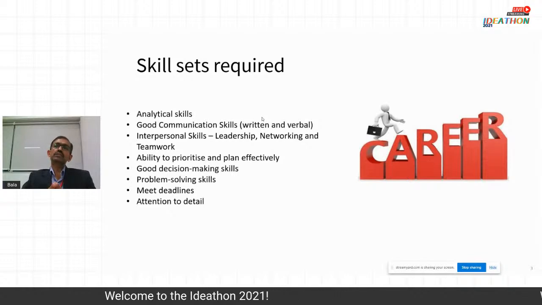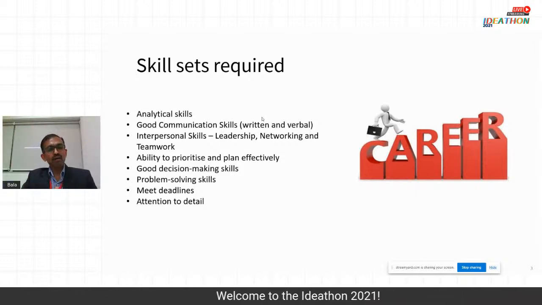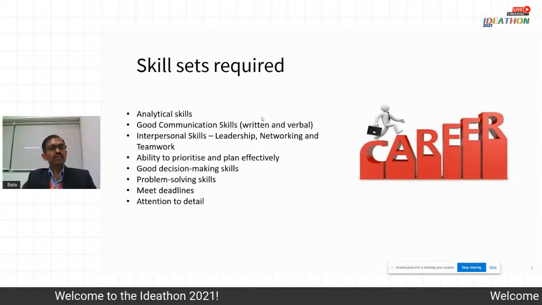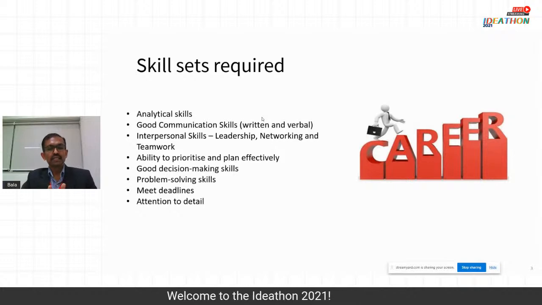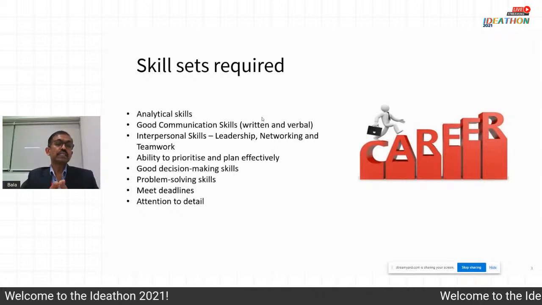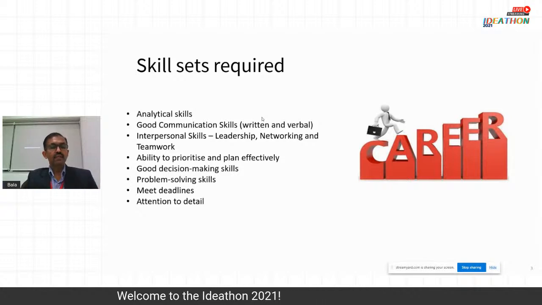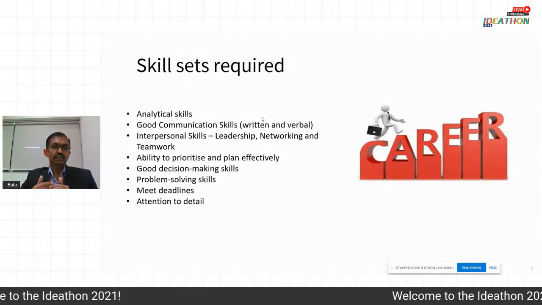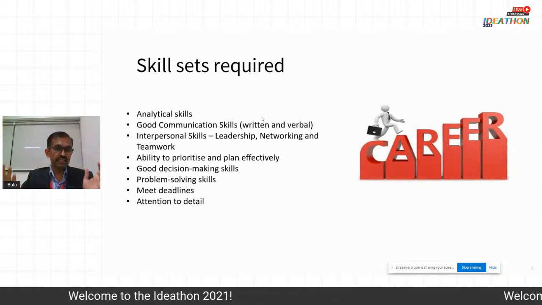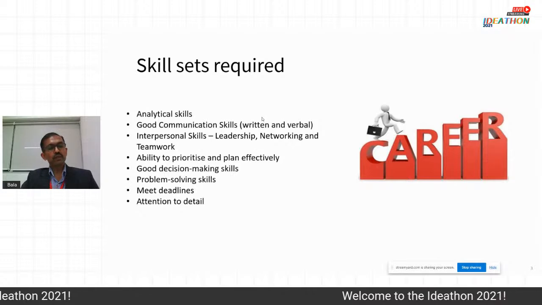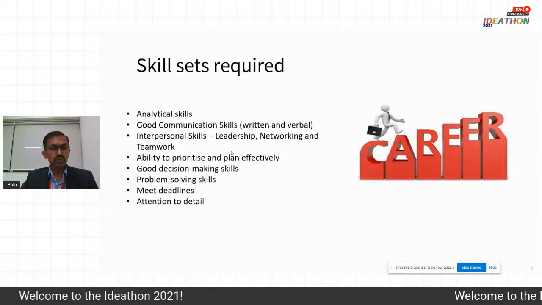In order to get a good job or to prosper in your career, you need to have all these skill sets. You need to have good analytical skills. You need to have good communication skills. Communication skill means both written and verbal skills. And you need to have interpersonal skills. What do you mean by interpersonal skills? Leadership, networking, and teamwork. And you should know how to prioritize your work and how to execute it effectively. And you need to have good decision-making skills, good problem-solving skills, and you should be good at meeting deadlines, and have good attention to detail.